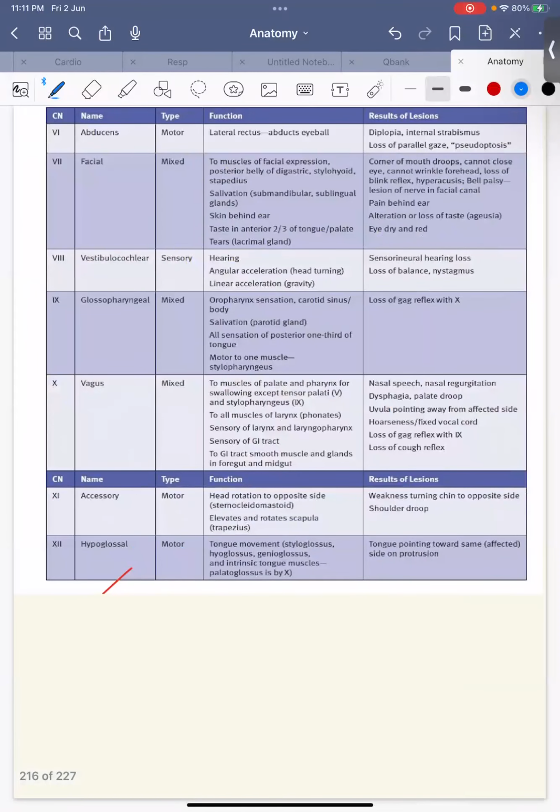Now we have cranial nerve 6, abducens. It supplies the lateral rectus, which actually abducts the eyeballs. It causes diplopia, that is the internal strabismus, and there will be loss of the parallel gaze.